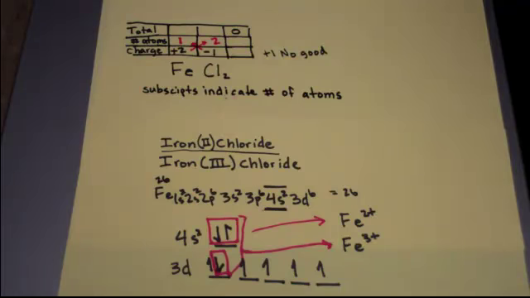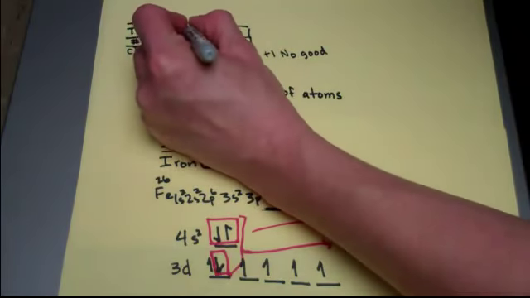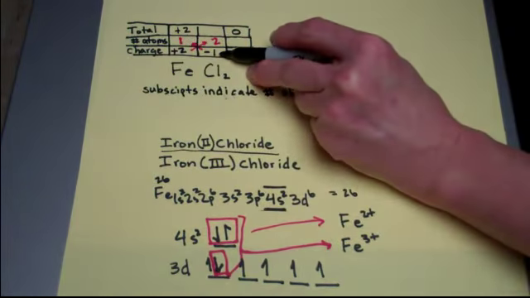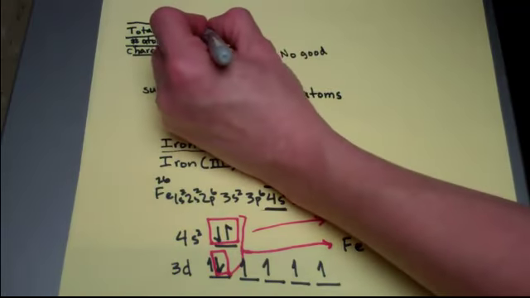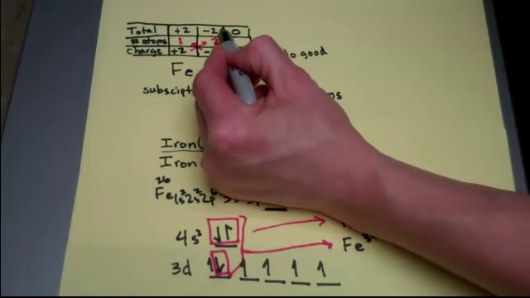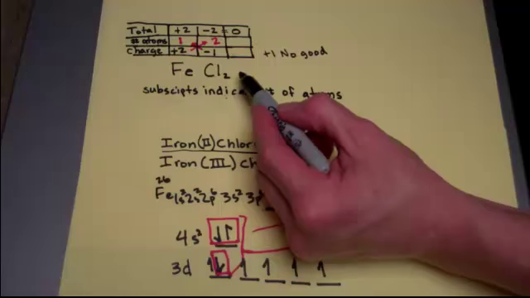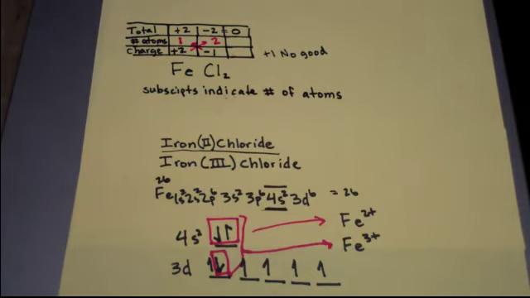So if we're looking at the total charge then, we're going to say a +2 times 1 is +2, and a -1 times 2 is going to be a -2. So when we add these two together, that's going to equal our 0. And so this is going to be a balanced formula. The overall charge on that formula is 0.